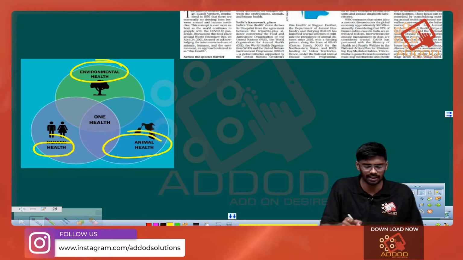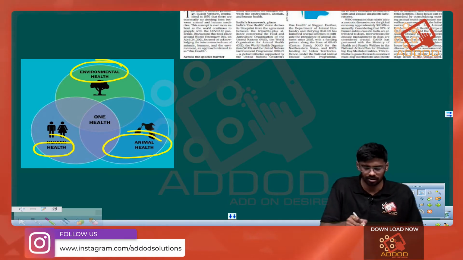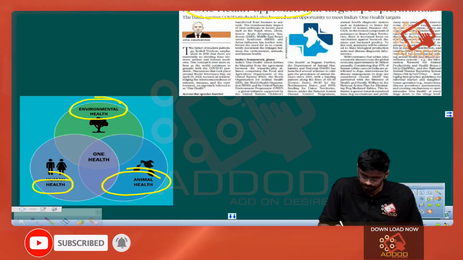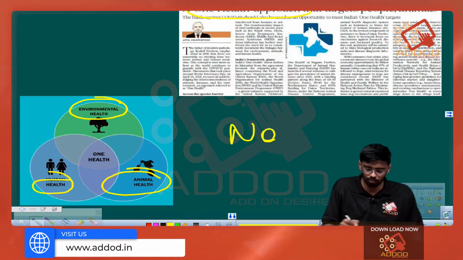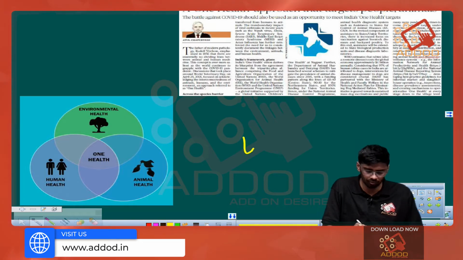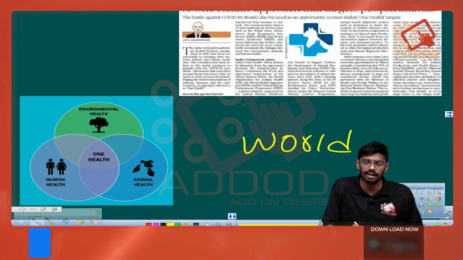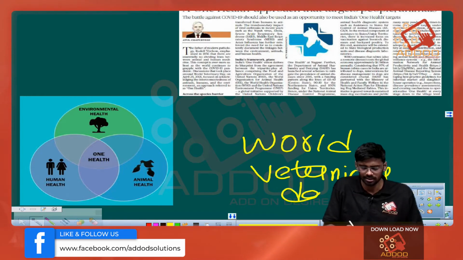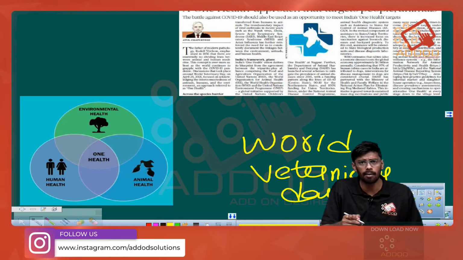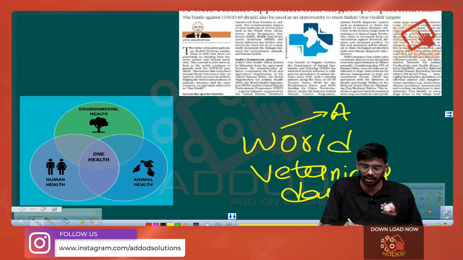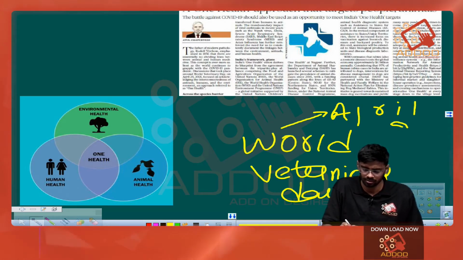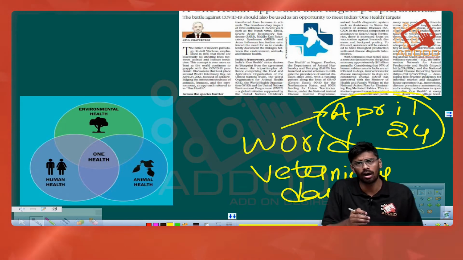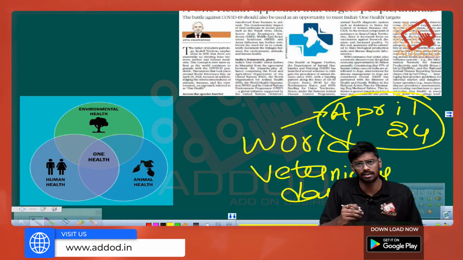And also in this article, there is a day which is mentioned. This is the World Veterinary Day. You should note that the World Veterinary Day is observed every year on April 24th. So, this is the significant information from this article.